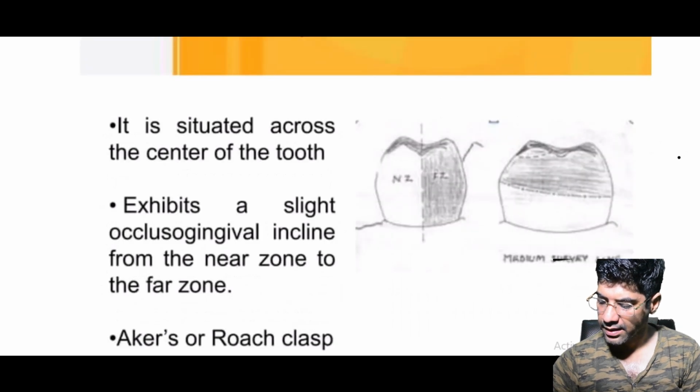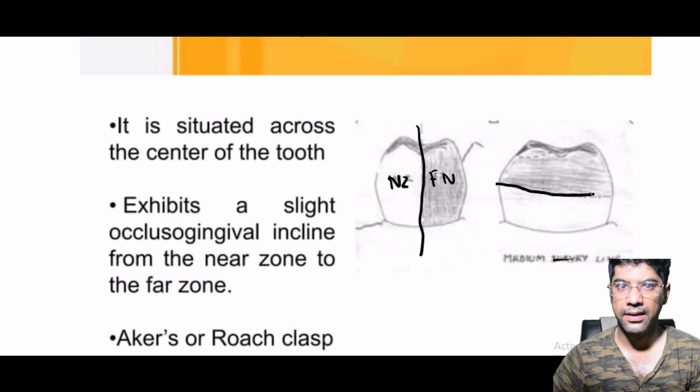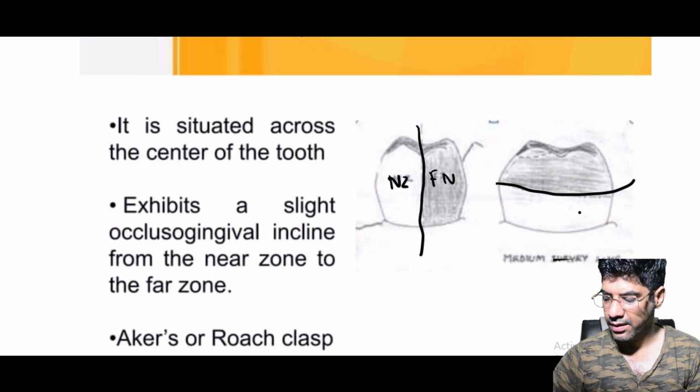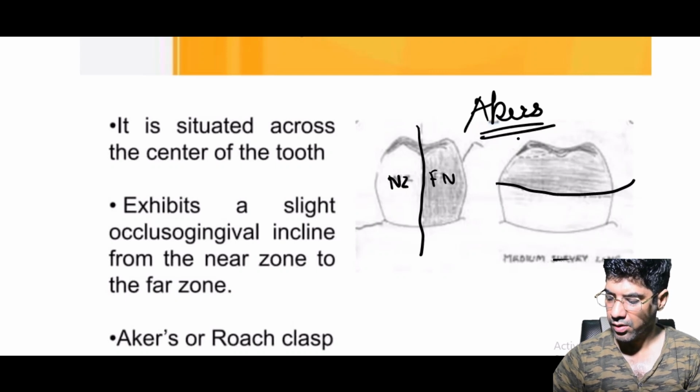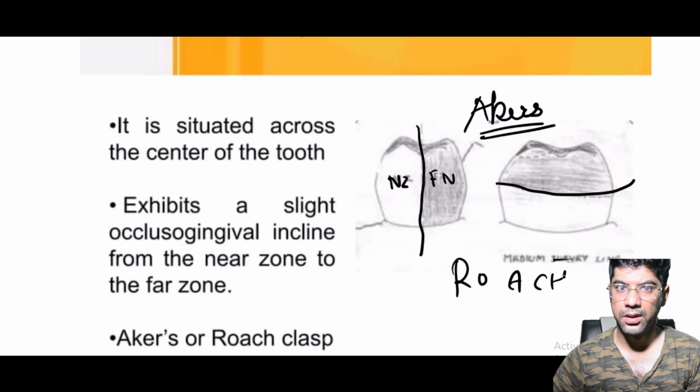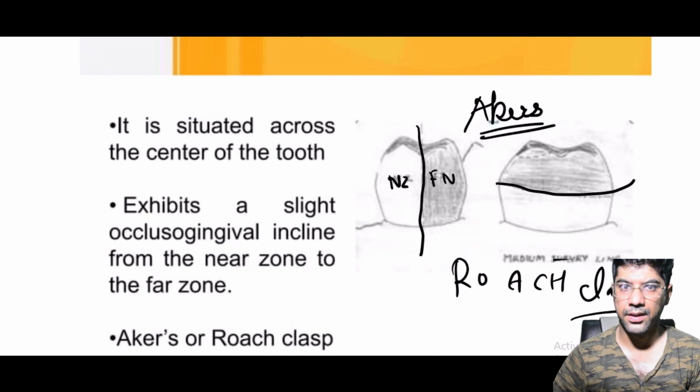The medium survey line is located here. So this one is the near zone, this one is the far zone. And the medium survey line extends from the occlusal third in the near zone to the middle third of the far zone. So they are suitable for Akers or Roach clasp, with the Akers clasp being preferable.